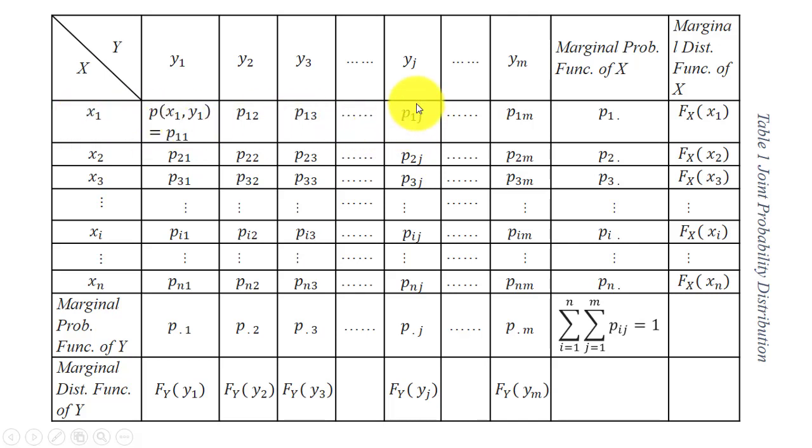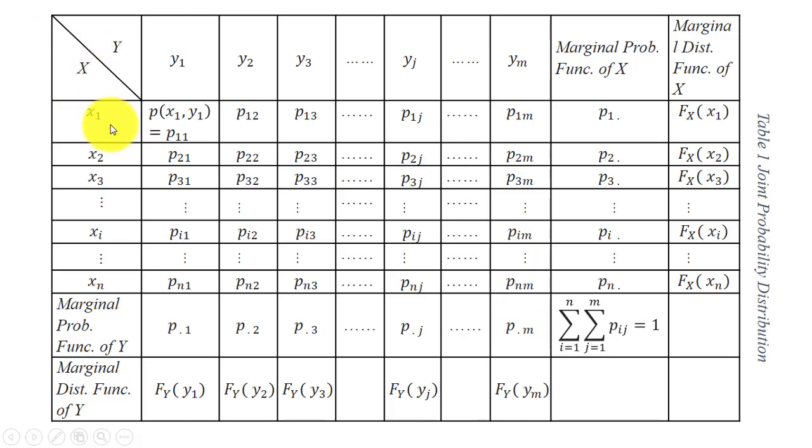x equal to x1 and y equal to yj is denoted by p1j, and similarly p1m means x equal to x1 and y equal to ym. In this way, you have to obtain all the probabilities here. These are the mn probabilities. Such a distribution is known as a discrete probability distribution or joint probability distribution, because we have two random variables.